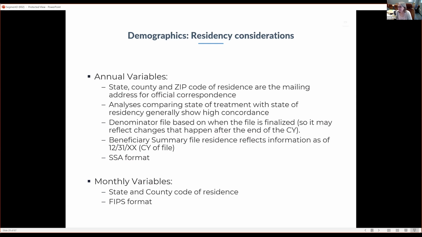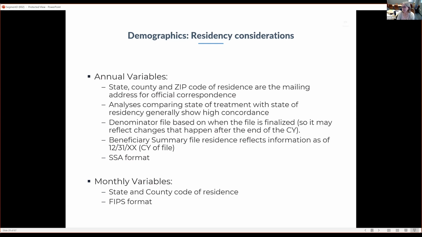The denominator, the MBSF, is based on information from when the file is finalized. The beneficiary summary file reflects residence as of the end of the calendar year. I point out something here, which is SSA format. In our federal government, there are two ways of classifying geography: the SSA, the Social Security Administration, and FIPS, Federal Information Processing System. They alphabetize differently. It has to do with where they put Guam and a couple of other things. It also affects how they classify counties.